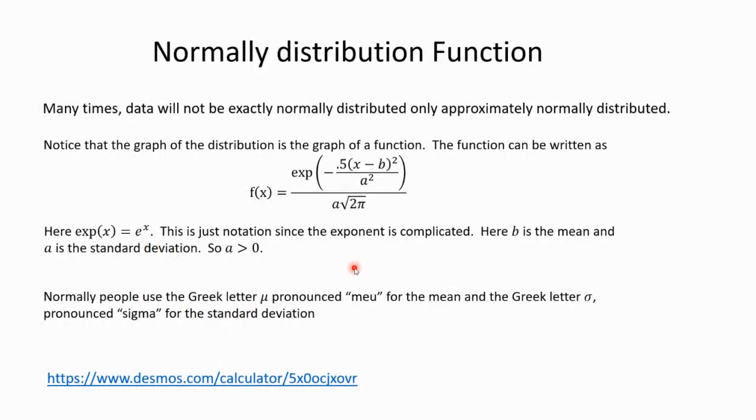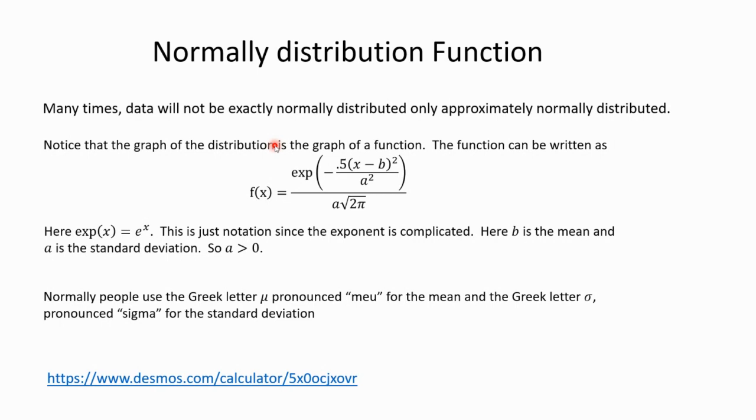Okay? Now, what can happen though is, data may not be exactly normally distributed, but it can be approximately. I mean, with any distribution, you can have that. You can have a variable whose data doesn't fit the distribution exactly, only approximately. But that's okay.